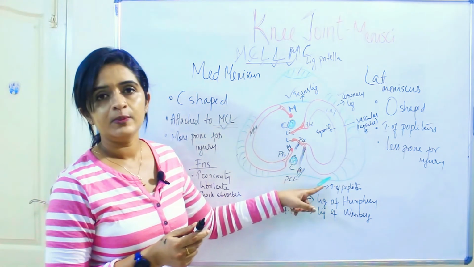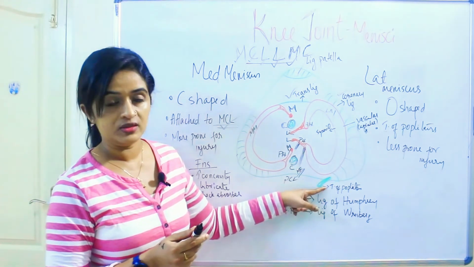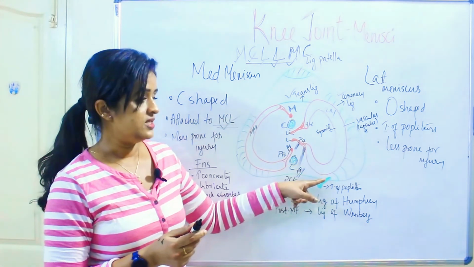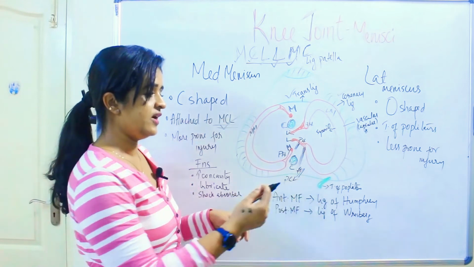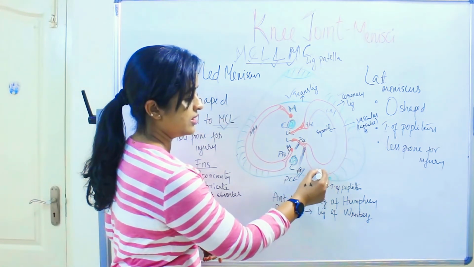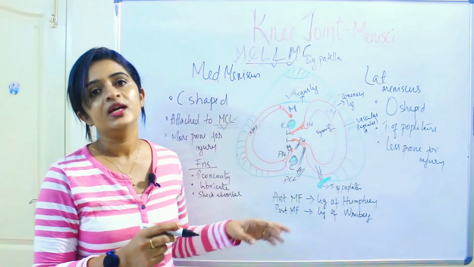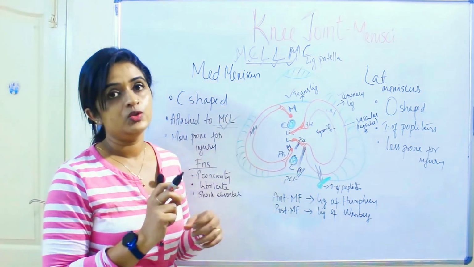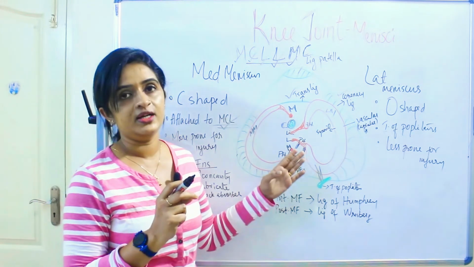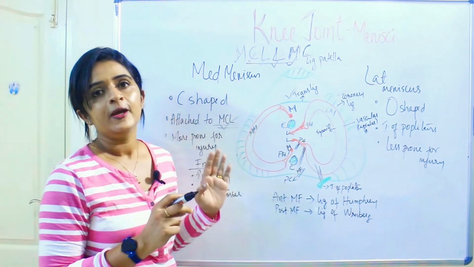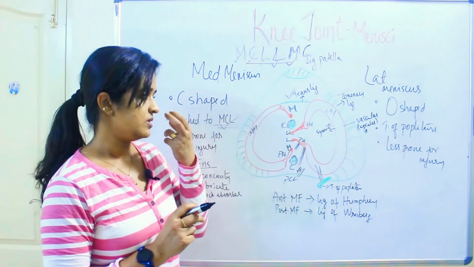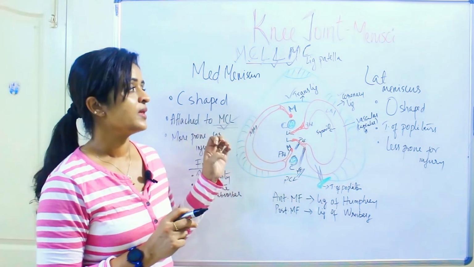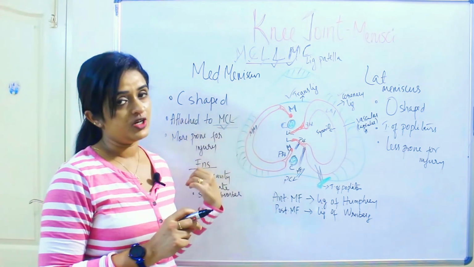And one more important landmark is the tendon of popliteus, which is grooving the posterior aspect of the lateral condyle of tibia. Some of the fibers of the popliteus are seen attached to the posterior horn of the lateral meniscus, and that is said to pull out the lateral meniscus during movement, and this reduces the wear and tear of the lateral meniscus compared to the medial meniscus. So this is about the important attachments of the menisci and the functions of the menisci.